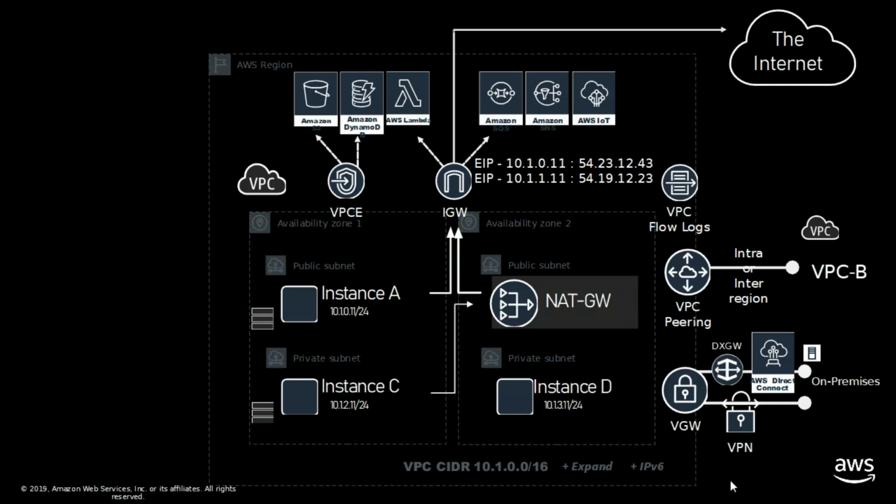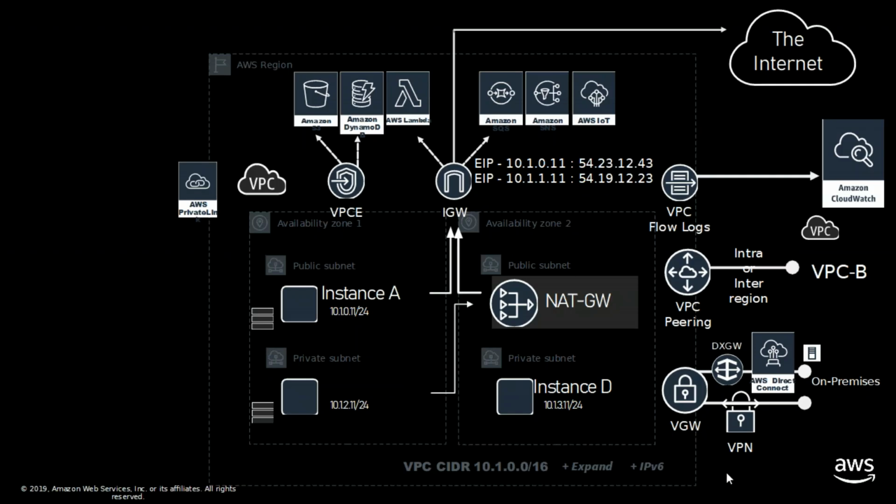There are also VPC flow logs, so we can monitor traffic, which is forwarded to Amazon CloudWatch for monitoring. We also use AWS PrivateLink to connect our on-prem to shared services, for on-prem and VPC, to share AWS services.